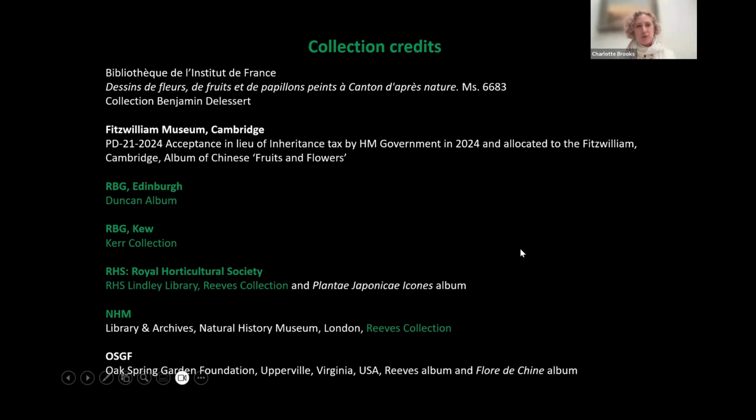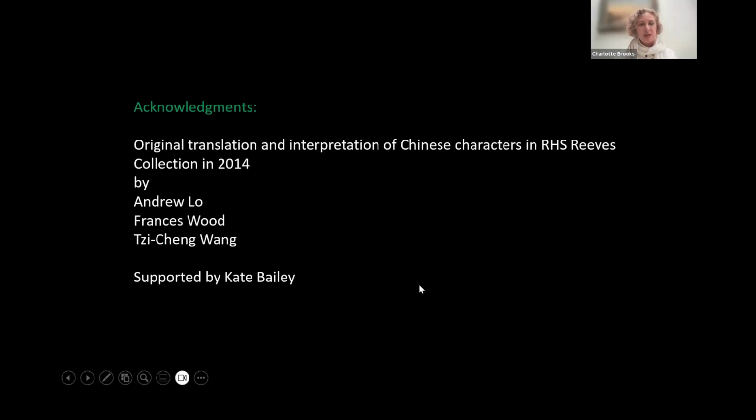In addition to this, there are also collections that have come to light in the last year, also at the Bibliothèque de l'Institut in Paris with the Benjamin Delessert album, an album of paintings at the Fitzwilliam in Cambridge, and also an album known as the Reeves Paintings at Oak Spring in Virginia. I know there are also a lot of other collections in the US and I'm hoping to do some more exploration as my time goes on.